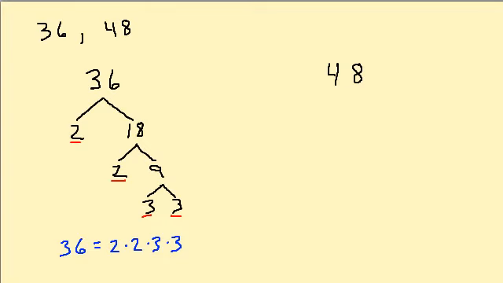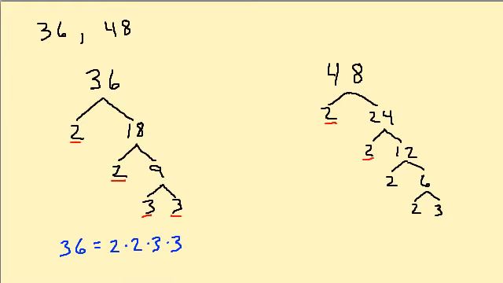Now let's look at the number 48. Well, 48 is 2 times 24. 24 can be written as 2 times 12. 12 can be written as 2 times 6, and 6 can be written as 2 times 3. So 48 written as a product of primes would be 2 times 2 times 2 times 2 times 3.